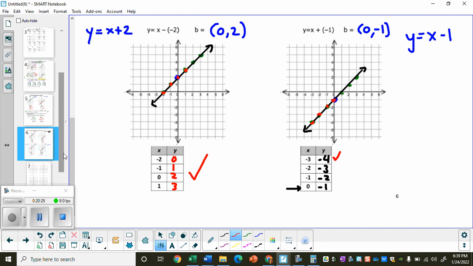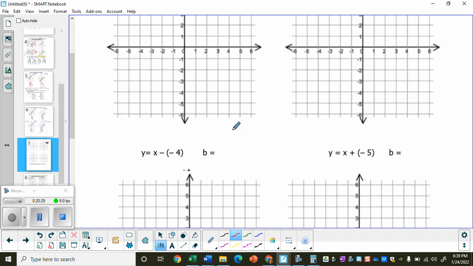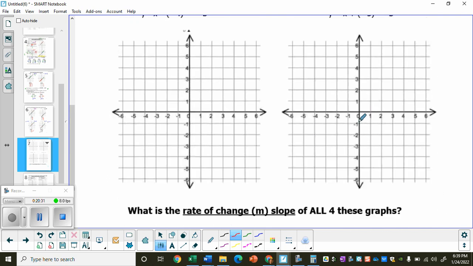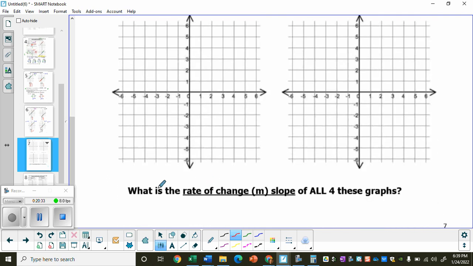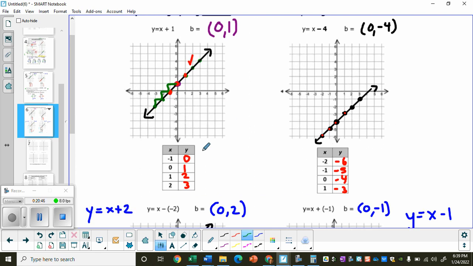And now what you're going to try on the next page is to graph them. And notice there's no table of values. I took away the table of values. And at the bottom, you're going to answer the question that we've answered a lot so far in this video. The rate of change for all of these graphs is the same. The rate of change for all of these is that staircase that we've been talking about. And you'll see the rate of change is in the table of values every single time as well. So the rate of change is always the 1 over 1 anytime you have an additive graph.